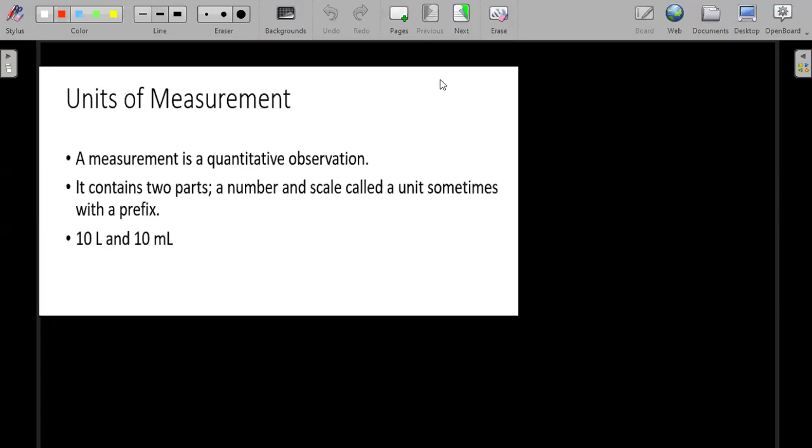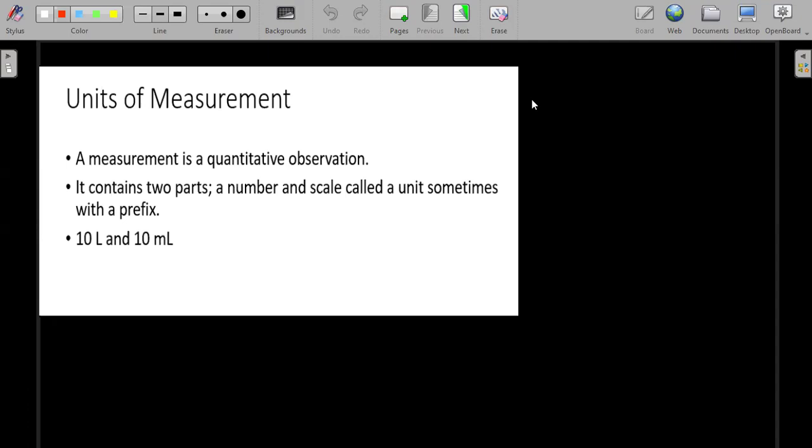So in today's tutorial, we'll discuss units and measurements. We'll move to significant figures. Then we'll also see how we usually round off, okay? Then we'll end with conversion issues to do with conversions.